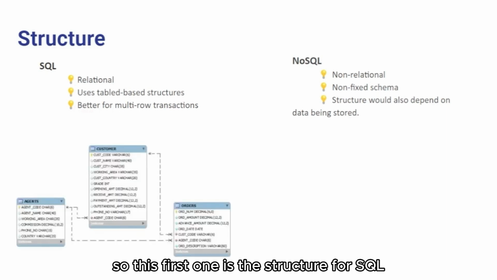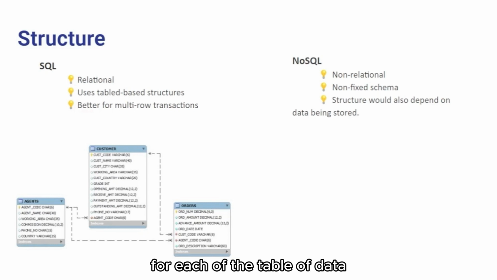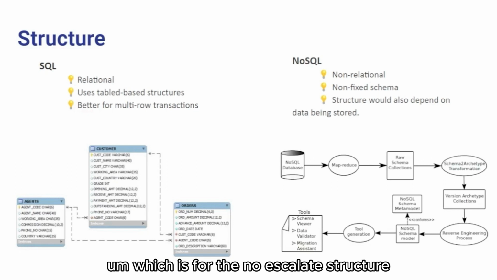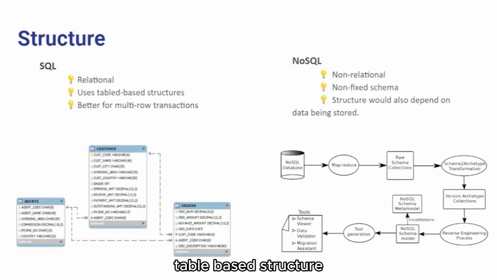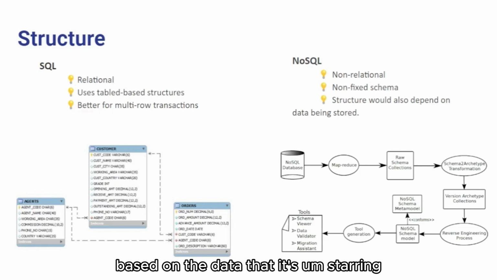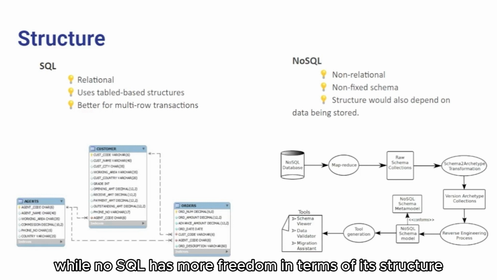Refer to the figures. So this first one is the structure for SQL, which shows a database with relational data for each of the tables of data. This second figure, which is for the NoSQL structure, shows a more free-flowing structure. So basically, SQL stores data in a uniform and organized table-based structure, while NoSQL structures its database based on the data that it's storing. So SQL is basically like an accounting spreadsheet, while NoSQL has more freedom in terms of its structure.